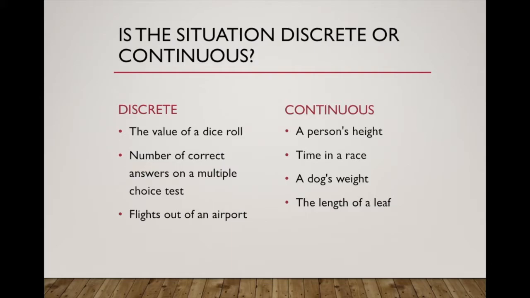The following on the right are continuous because there's an infinite number of possibilities. A person's height, someone could be 5'9" or 5'10", or 5'9 and a half inches, or 5'9 and 3/4 inches. Similar to time in a race. You could finish a race in 10 seconds, 11 seconds, 10.5, 10.2 seconds. Similar with weights and lengths.